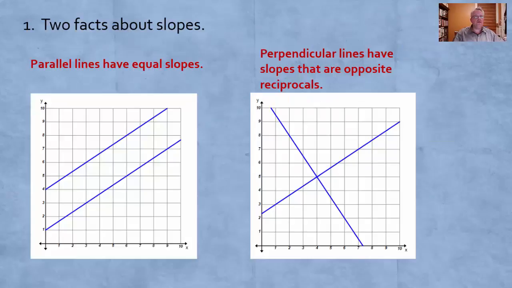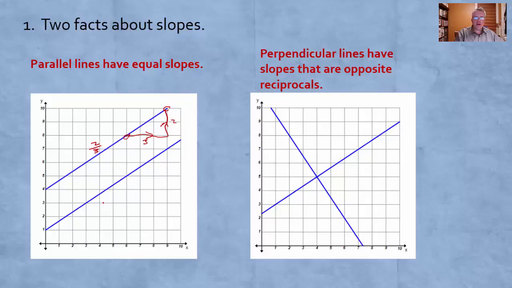So first, two facts about slope. The first fact is that parallel lines have equal slopes. We have two parallel lines here. And if we make a slope triangle for them, I'm going to use this point and that point. We're going to find the slope here. So I go over 3 and up 2. So the run was 3 and the rise was 2. The slope of this line is 2/3.